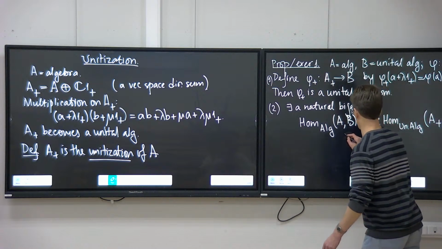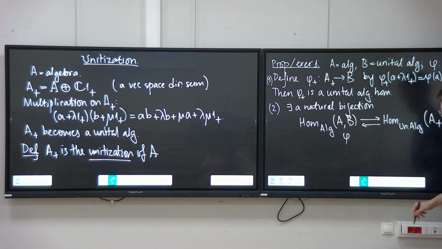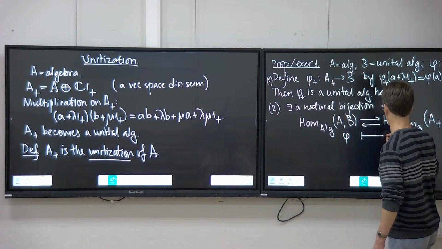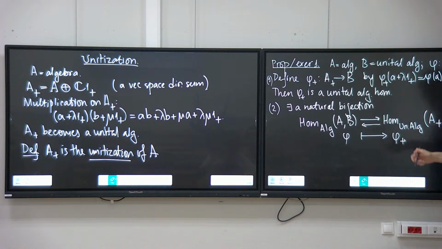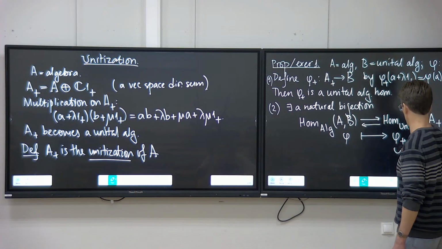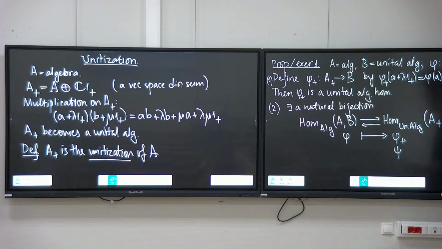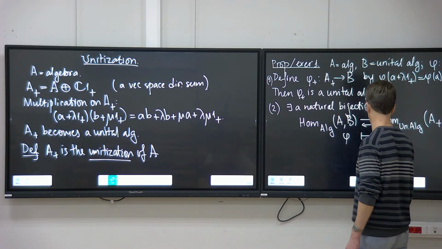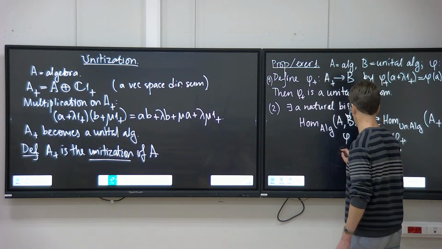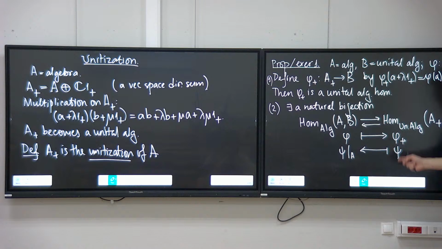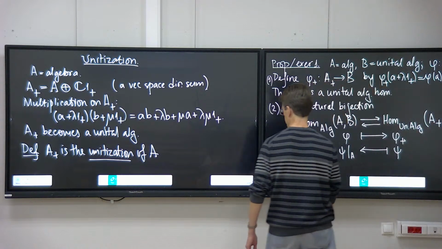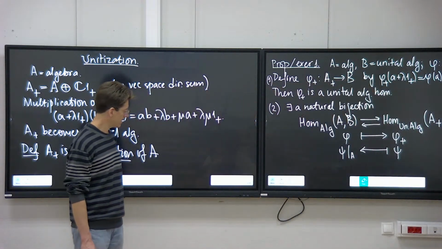Explicitly, we have an algebra homomorphism phi from A to B. Then this bijection takes phi to phi plus, where phi plus is defined here. And the inverse mapping is just the restriction map. If psi acts from A plus to B, we can simply restrict it to A. And this is a one-to-one correspondence. So these two maps are bijections, and they are inverse to each other. So this is the universal property of the unitization.